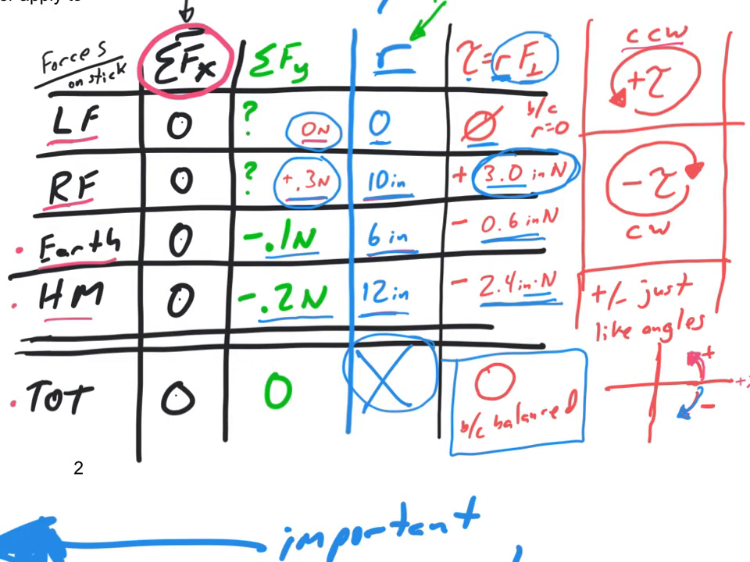Oddly enough, this 0 is not because the torque is 0. It's actually for a different reason. I can't get this 0 from this 0 because of the r. You can't divide by 0. That's just mathematically not kosher.